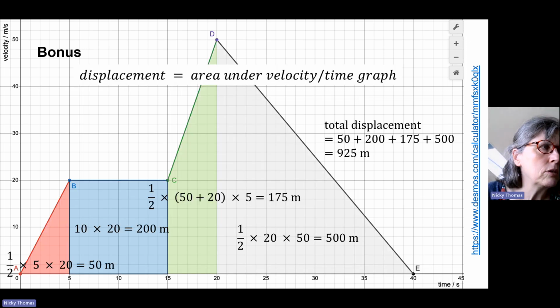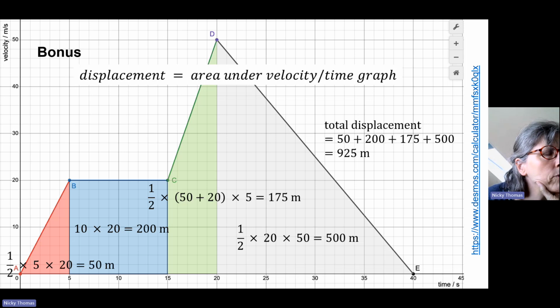But if you did have to do that, you'd be advised to split the graph. So from A to B, we've got a triangle. Area is half base times height. B to C, we've got an oblong or a square. From D to E, we've also got a triangle. Half base times height.